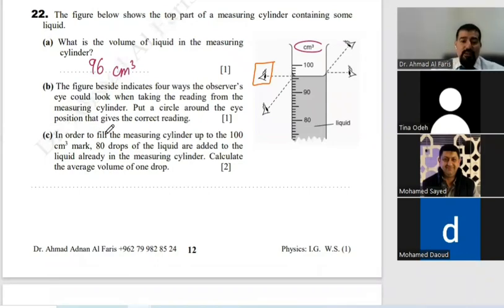Okay, C. In order to fill the measuring cylinder up to 100 centimeter cube, okay?